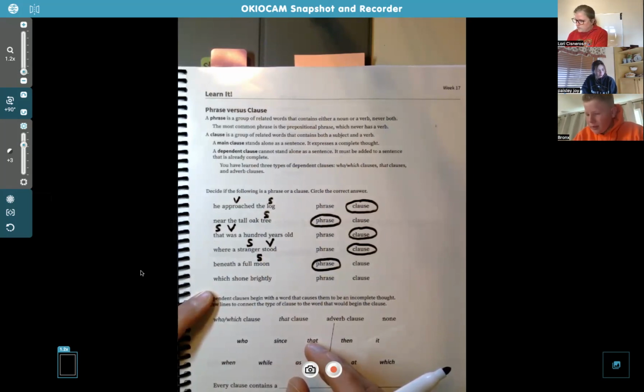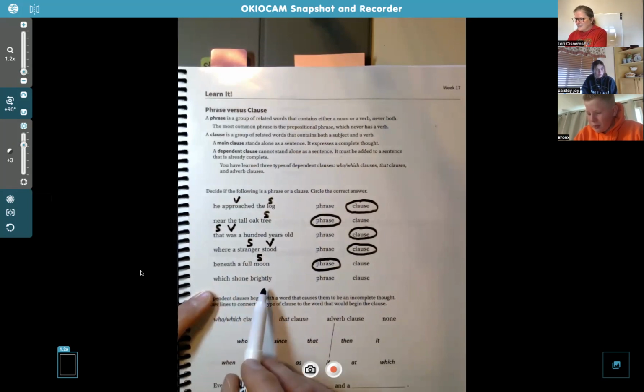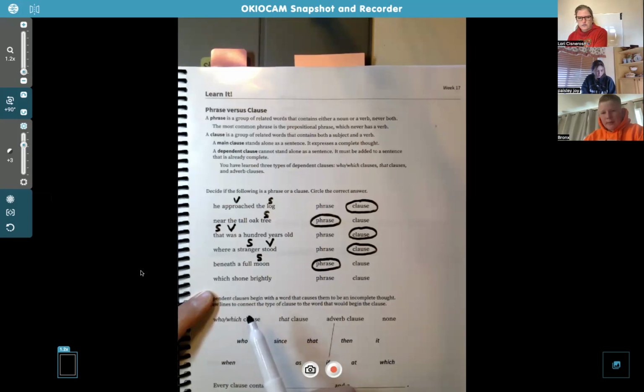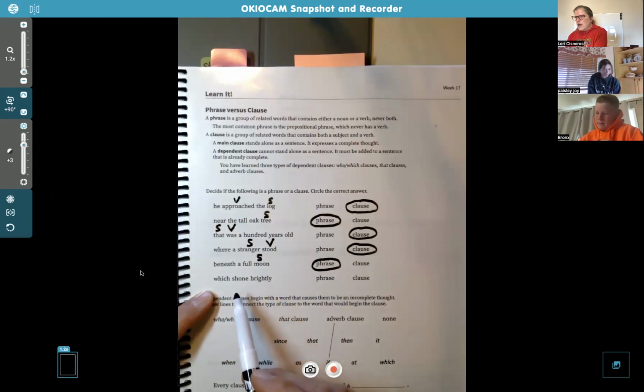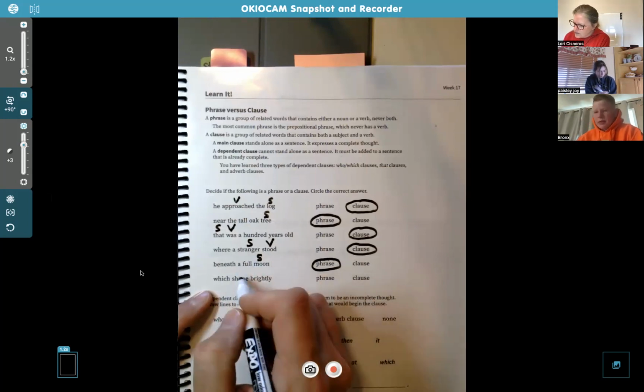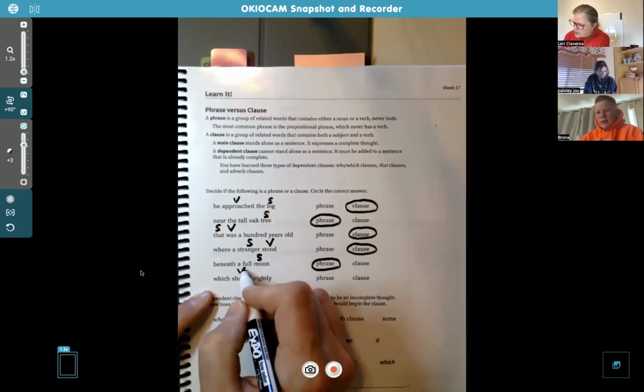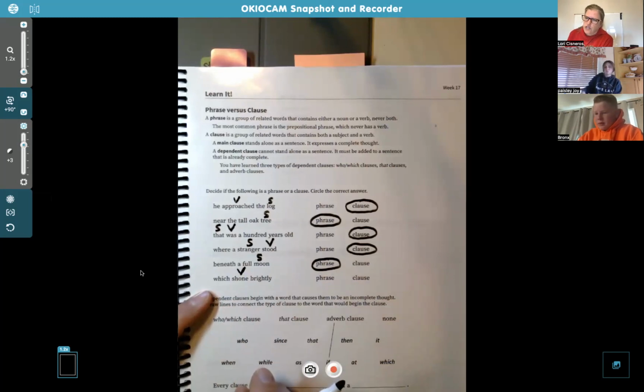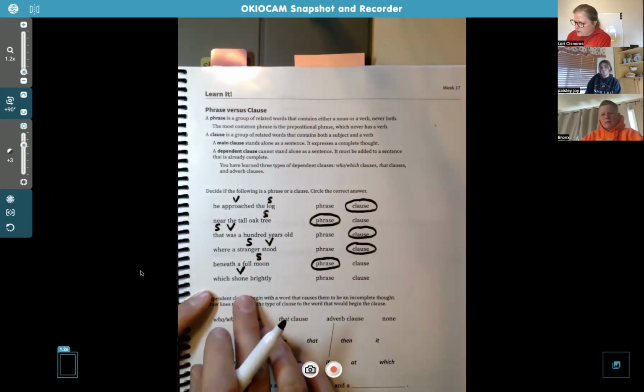Which shone brightly. What's our verb in that sentence? Brightly would be an adjective, or an adverb actually. But what is the action? Shone. Do you know what shone is? It's the past tense of shine. So instead of shined, it's shone. That's how it is in English.